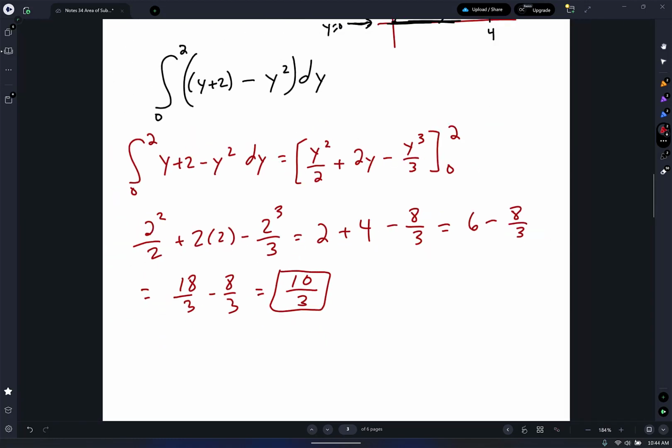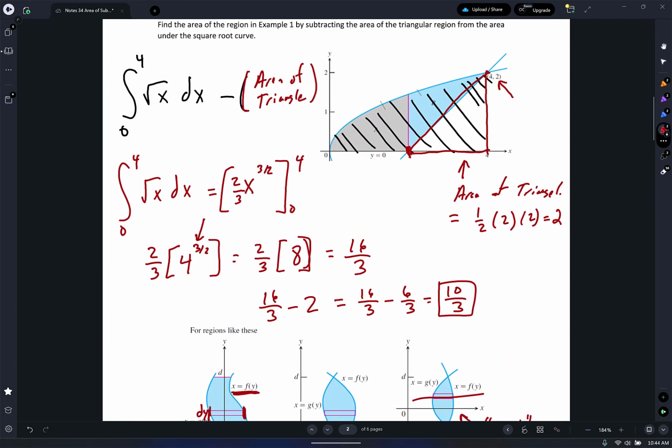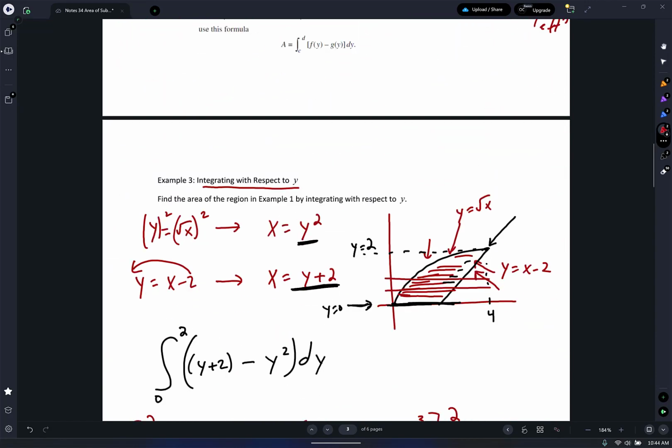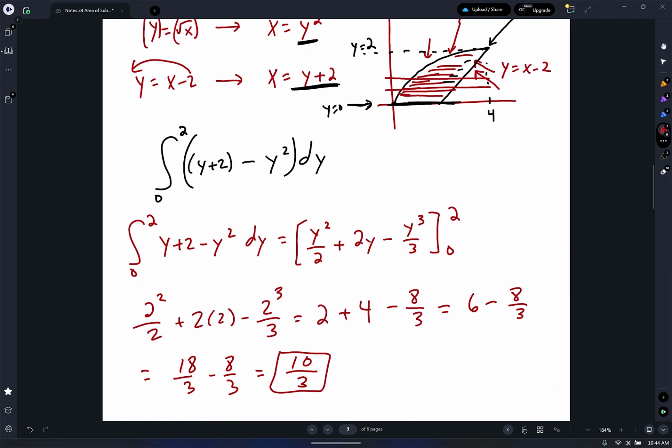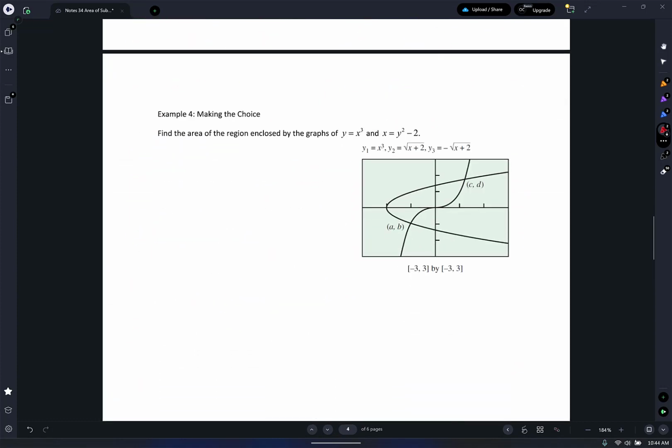So now, look, guys, we've done it all. We integrated with respect to x. We integrated with respect to x, but then we did a triangle. We subtracted that triangle region out, and we integrated with respect to y. And we got the same answer all 3 times. Yay or nay? All right.